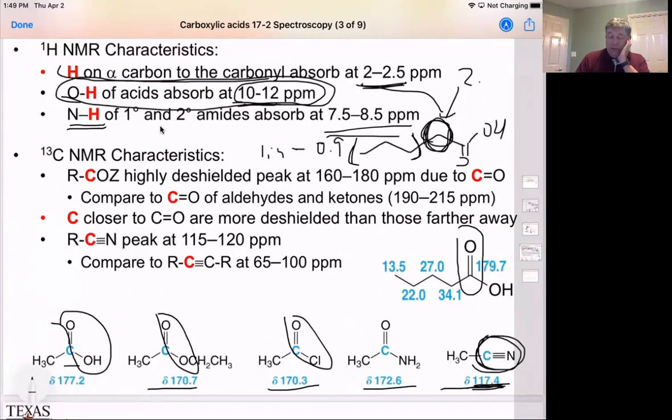So if we look at the carbons next to it, the carbon next to it is shifted up because of the electron withdrawing group here. And then after we've moved away one carbon, we've actually lowered it down to where it's close to where regular hydrocarbon spectra would show.